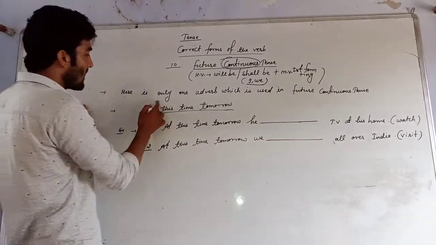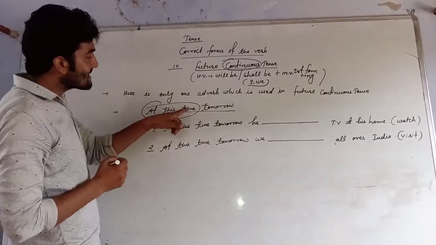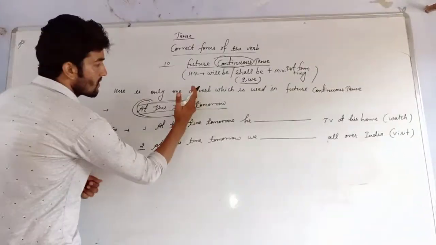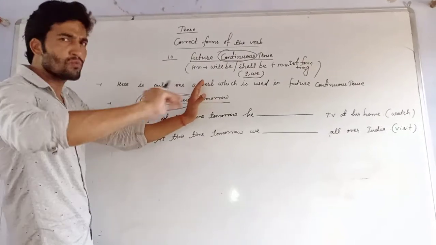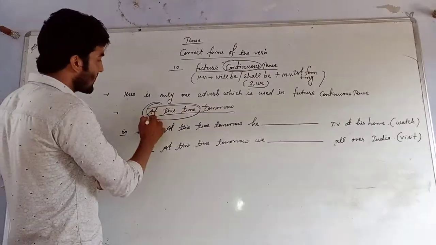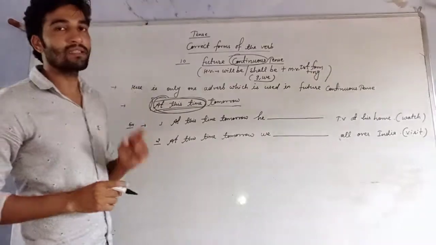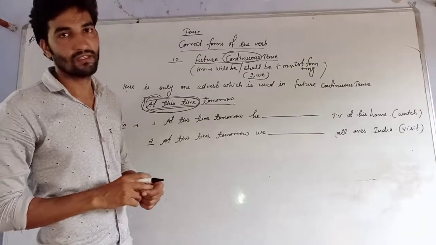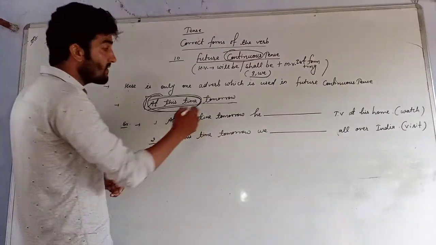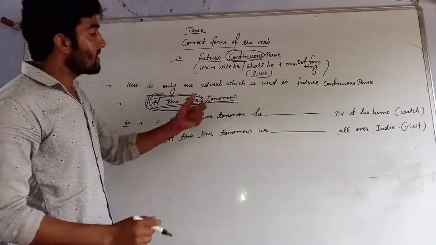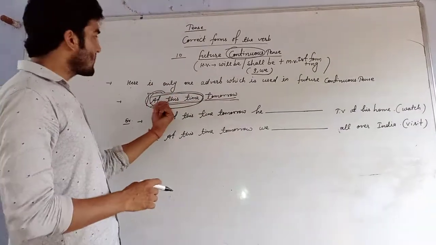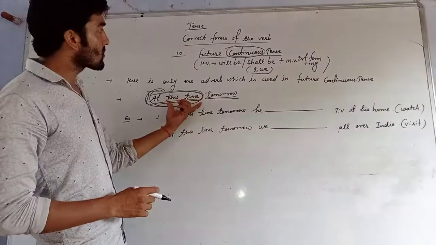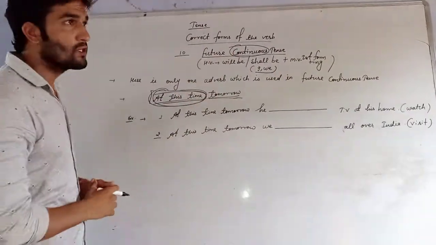Listen, beta. At this time, it is also an adverb. Leave tomorrow first. Look at this: at this time is an adverb which is used in present continuous tense. But if we add tomorrow with it, it becomes at this time tomorrow. Okay, so future continuous tense will be used.